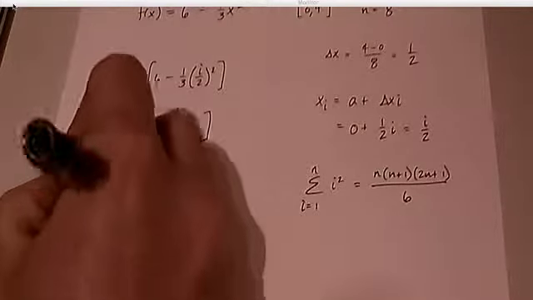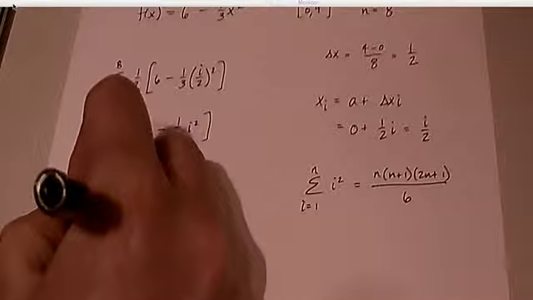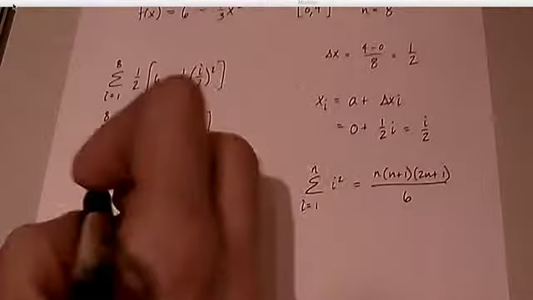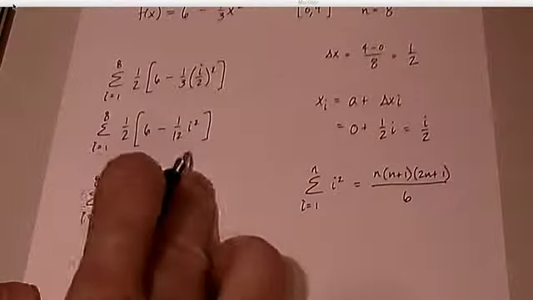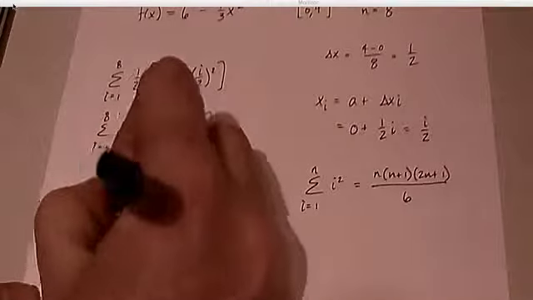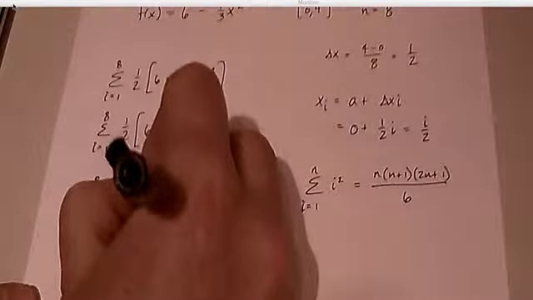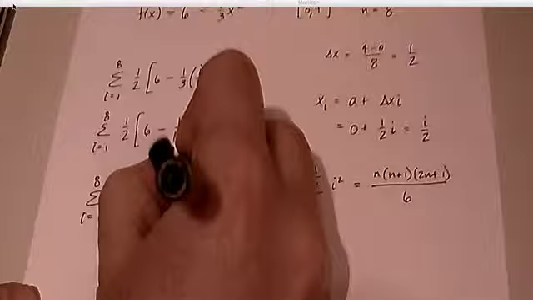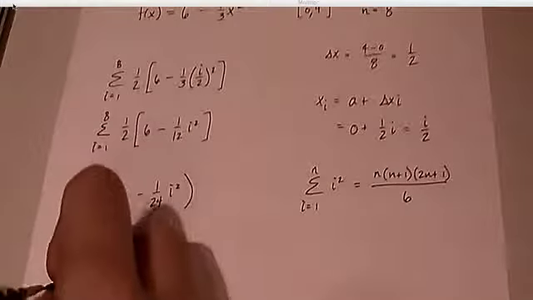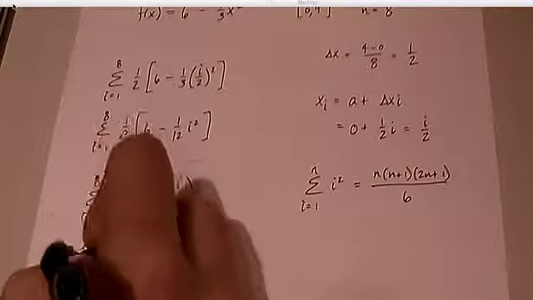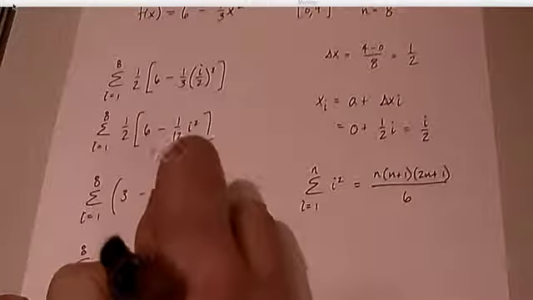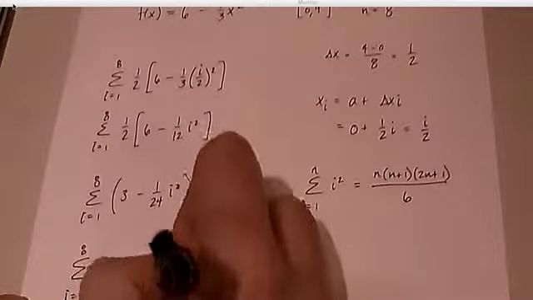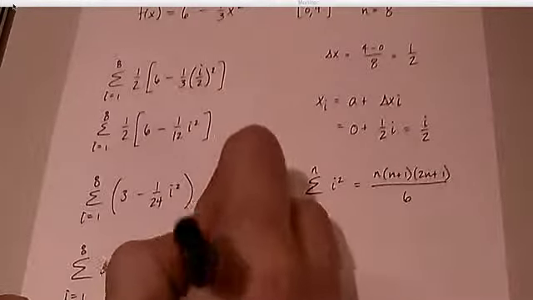So what we have here, i equals 1 to 8. And let's go ahead and distribute that 1/2 across here. We're going to get sigma i equals 1 to 8 of 3 minus 1/24 sigma i equals 1 to 8 of i squared.